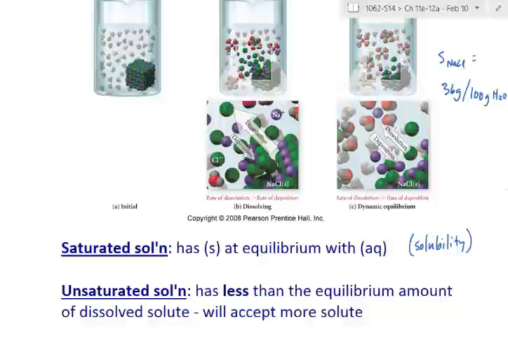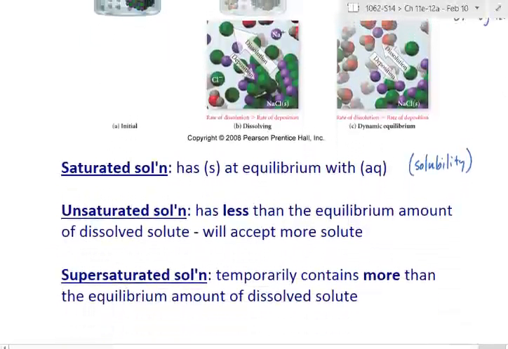So an unsaturated solution, if you poured more solute in it, it would dissolve. Saturated solution, if you poured more, it would not dissolve. Now, there is one special case, the supersaturated solution, that's far more rare than either of these. 95% of the time, a solution will be saturated or unsaturated. A supersaturated solution is a special case, though, where it might temporarily contain more than the equilibrium amount of dissolved solute. So it is a disturbed equilibrium.